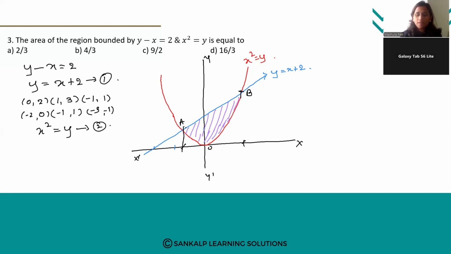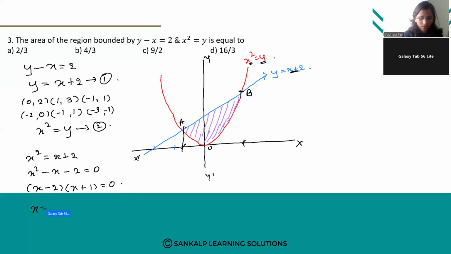Now what it says here, y is x square. Also what it says here, y is x plus 2. So if I equate, x square equals x plus 2, or x square minus x minus 2 equals 0. It is a quadratic equation, of course. If I solve this quadratic equation, the two roots I'm going to get: x minus 2 and x plus 1 equals 0. So either x equals 2 or x equals minus 1. So here it is minus 1 and this point is going to be 2.